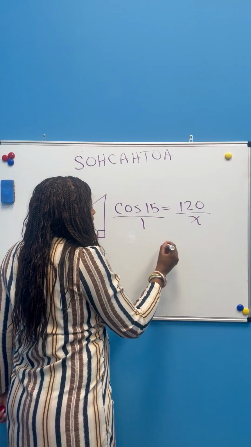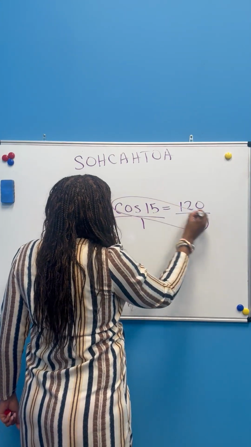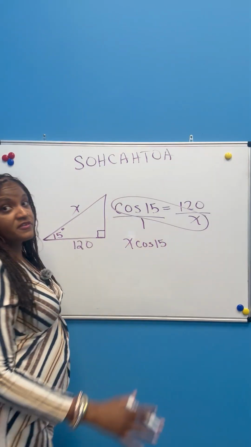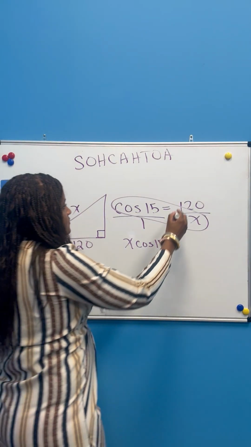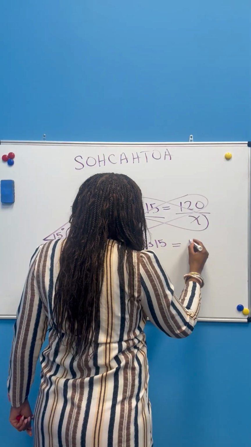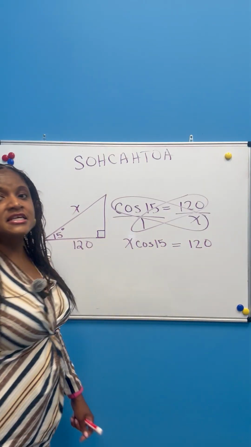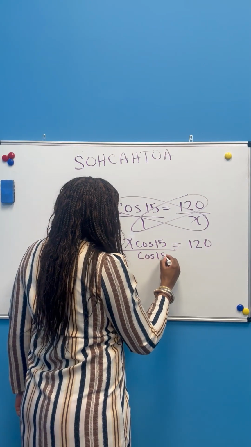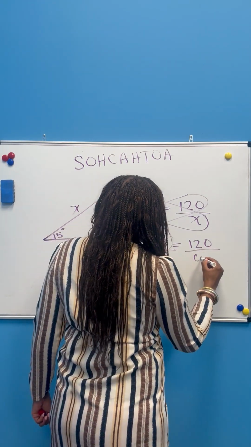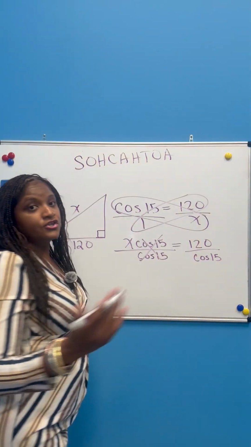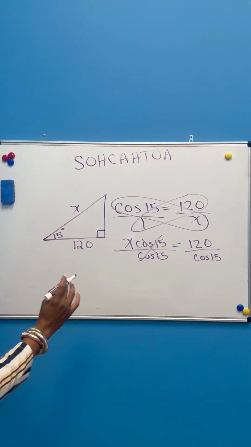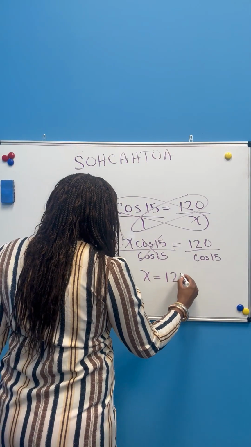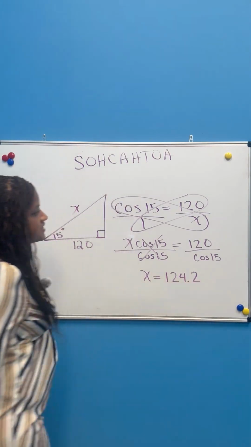In solving for this, we can cross multiply. X times cosine 15, and 120 times 1 is 120. Now we want to isolate our variable x, so we're going to divide by cosine 15. Again, you can use a calculator: 120 divided by cosine 15. That gave me 124.2 if I round to the nearest tenth.